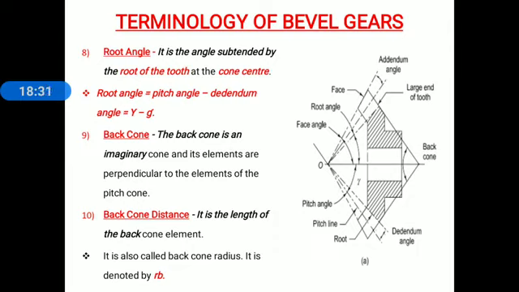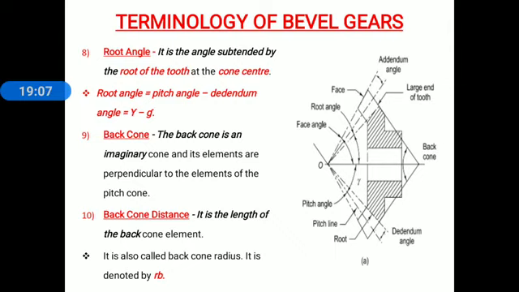Next, parameter number 8 in terminology, root angle. It is the angle subtended by the root of the tooth at the cone center. Observe the root angle, it is also mentioned in the sketch. Root angle equals pitch angle minus dedendum angle, gamma minus delta. Back cone, point number 9 in terminology of bevel gear.